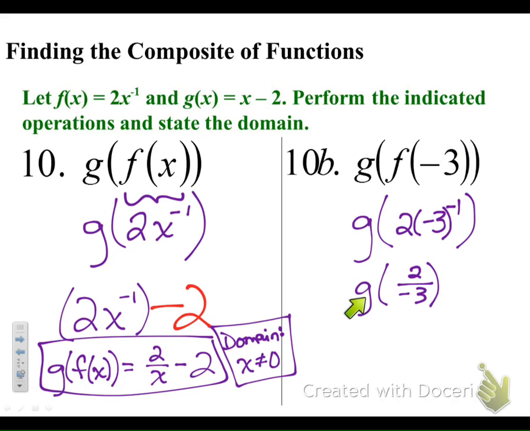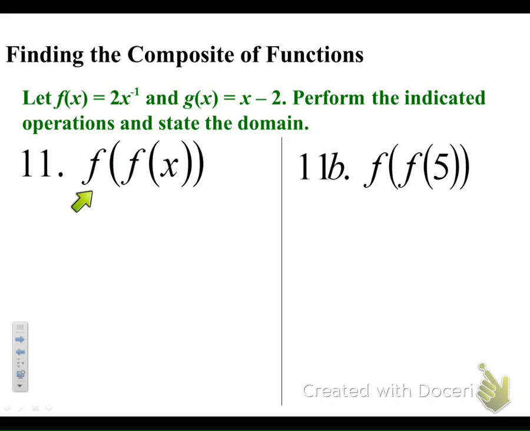So what does g's function do to its numbers? It takes its numbers and subtracts 2. So I'm going to take that negative 2/3 and subtract 2. Ending answer, I think it's negative 8/3.